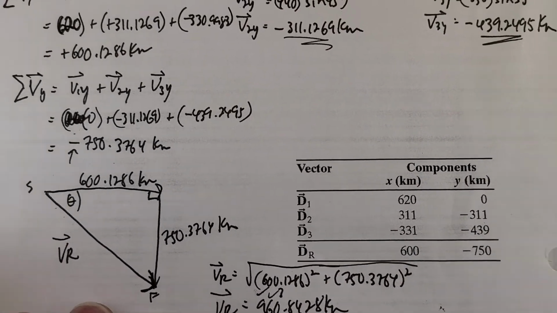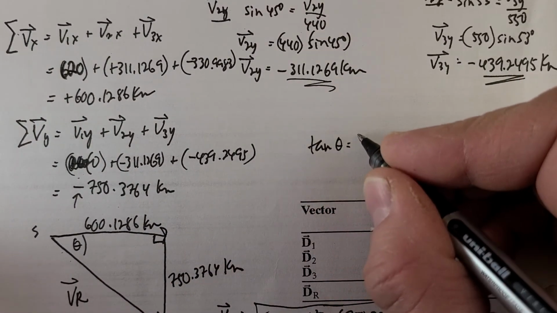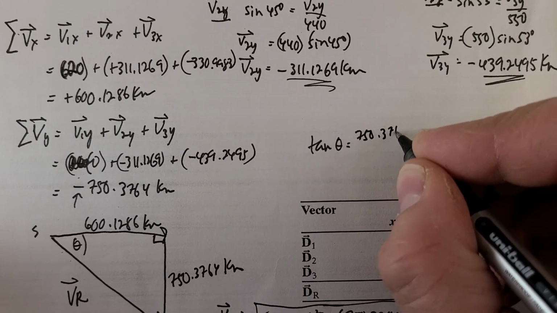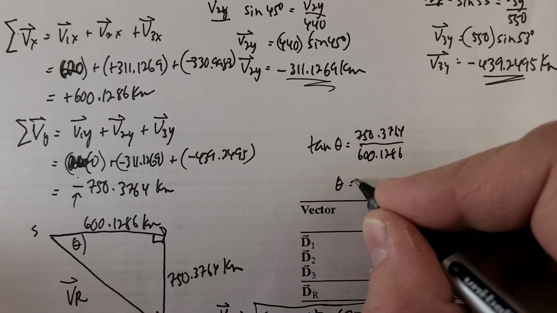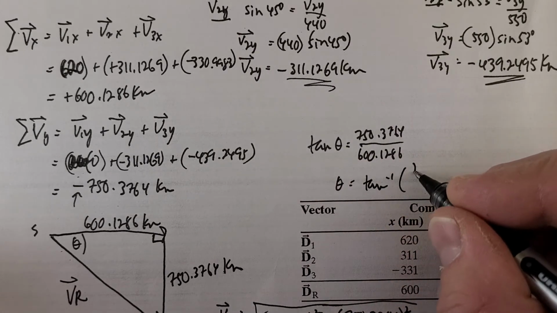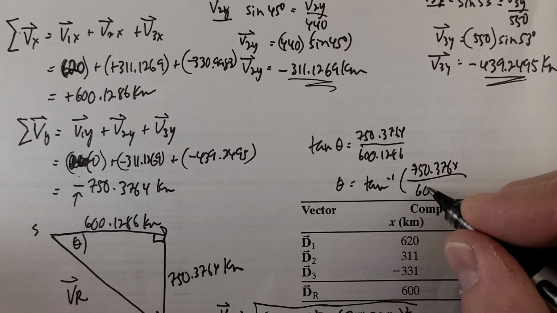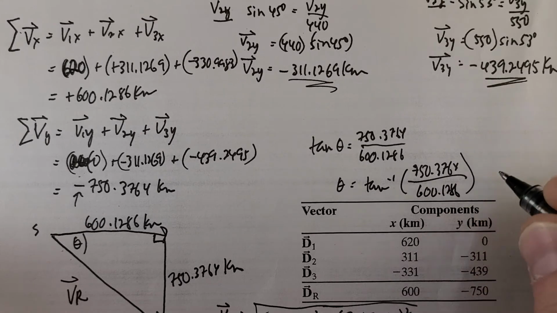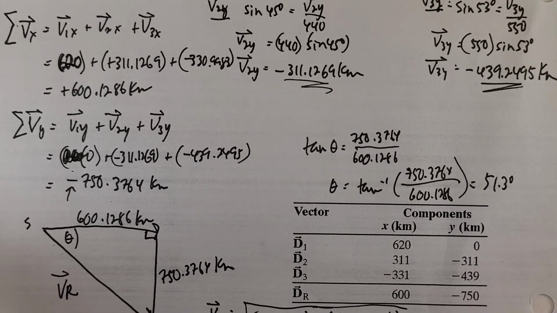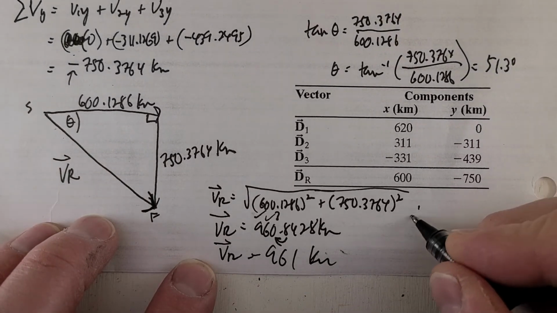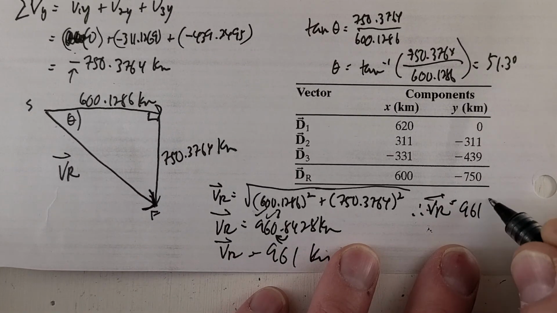And then using tan, because we have the opposite side and adjacent, so tan of theta equals opposite over adjacent. So theta is equal to the inverse tan of 750.3764 all over 600.1286. If you type that in, I think you get 51.3 degrees. So the overall answer is VR is equal to 961 kilometers.